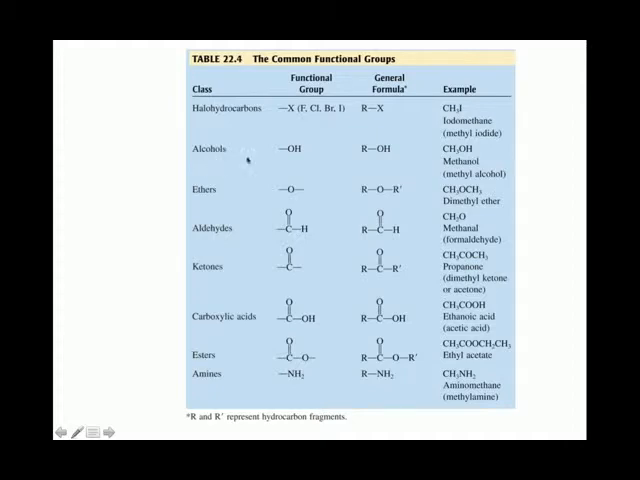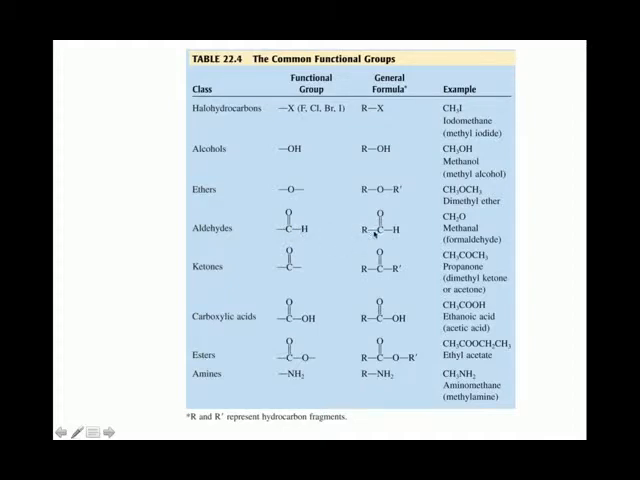Okay, alcohols. Alcohols all have the functional group OH, and we have the general formula R-OH, and the example is methanol. Ethers have an oxygen atom bonded to the 2 carbons within the chain, or a group. So you notice that there's no hydrogens with the oxygen, just the oxygen is within the chain, and that's dimethyl ether.